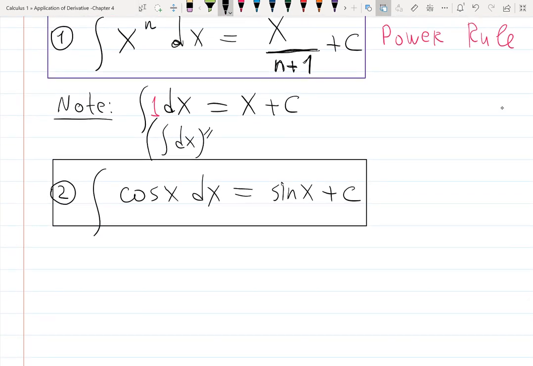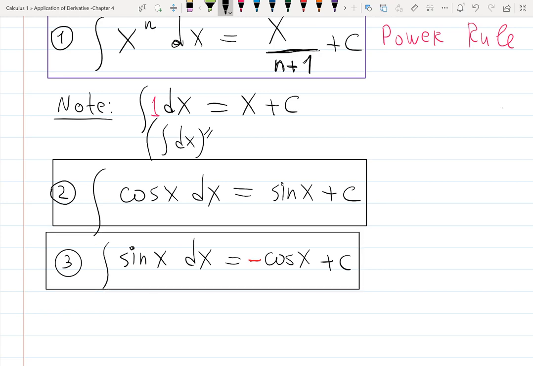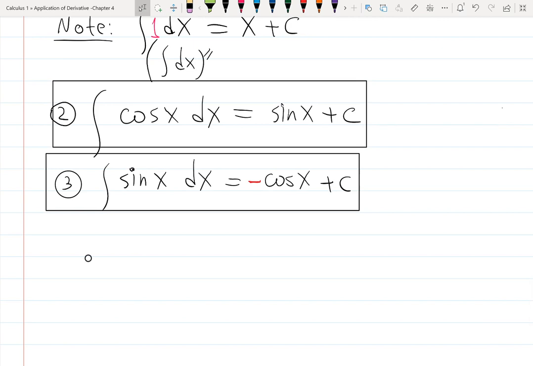Now, 3. What about sine? What gave me sine when I differentiated it? Do you know? Probably you're saying cosine x, but that's not true. Derivative of cosine is negative sine. So don't forget to include it into your formula. Minus cosine gave you sine, and c at the end. One more formula. Told you it's going to be good. Hope you're enjoying it. 4.